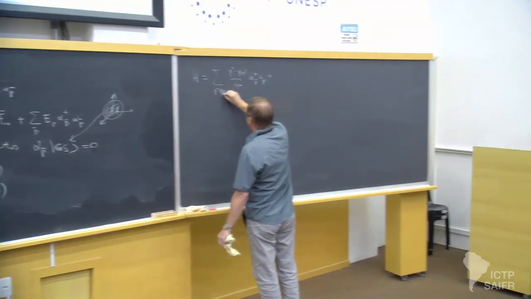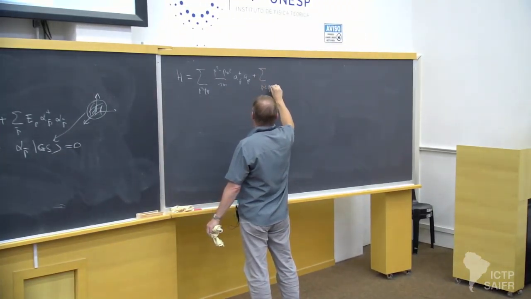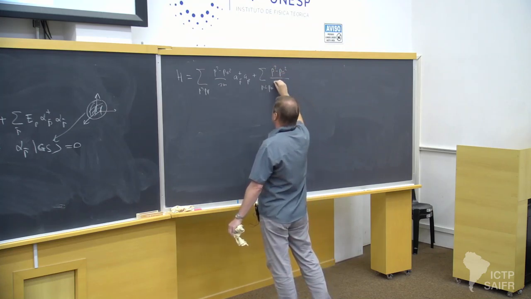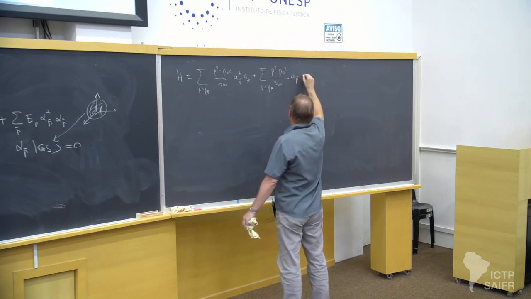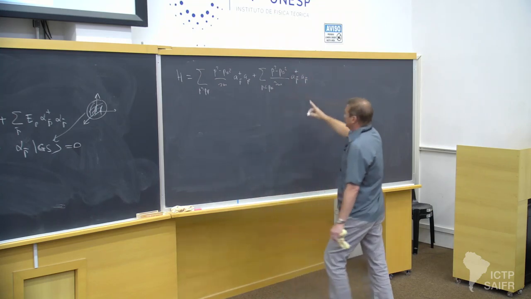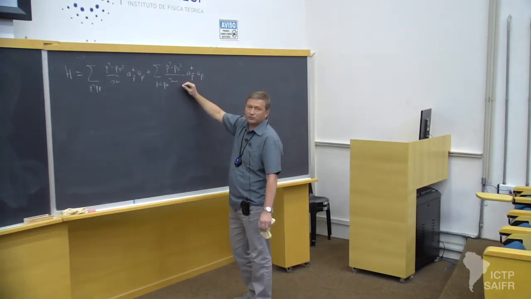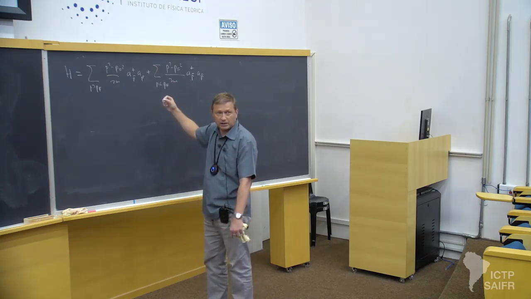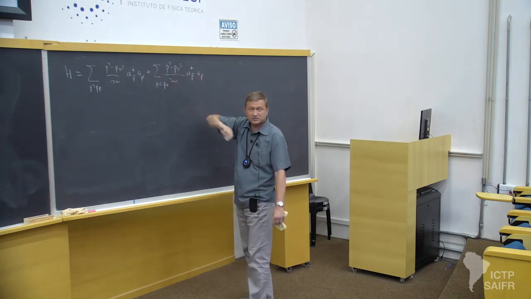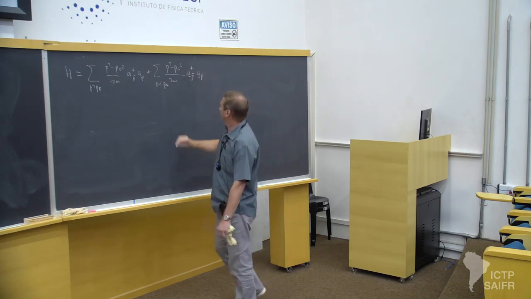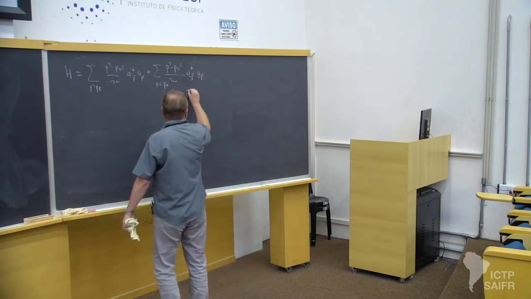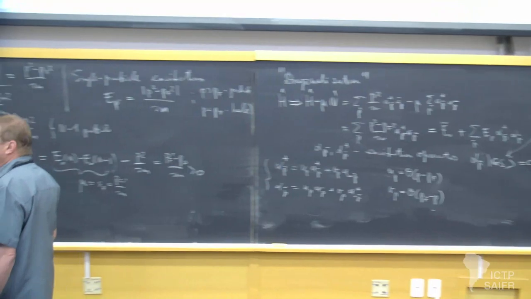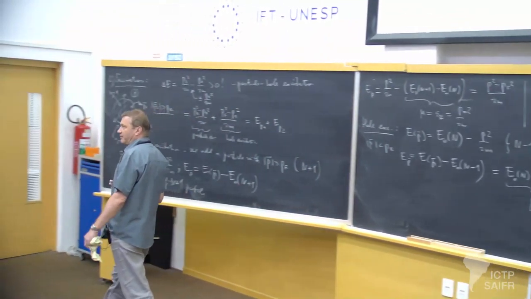But now I have another part with p less than pf, where I have p squared minus pf squared divided by 2m, and now ap, ap dagger. So in this term, just to make it simpler, let me replace p with minus p. It doesn't change anything, because I sum over p, and changing the sign doesn't change the modulus. If p is below pf, minus p is also below pf.